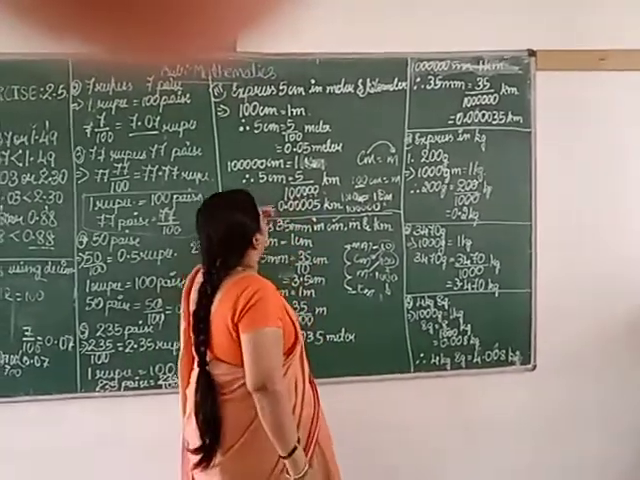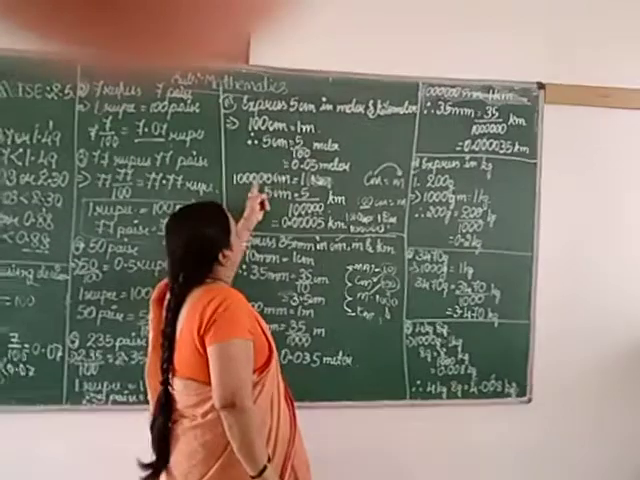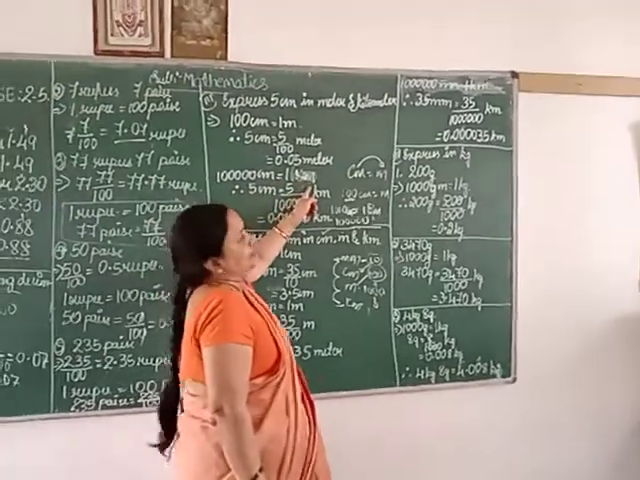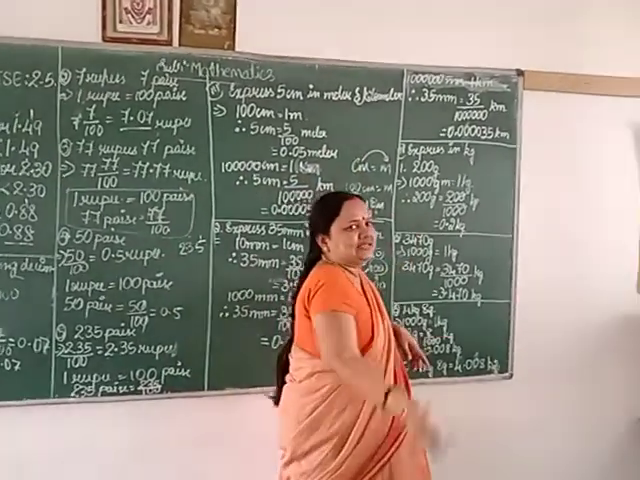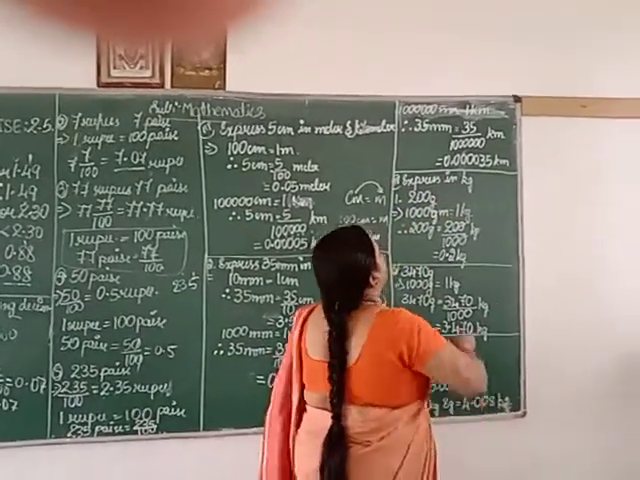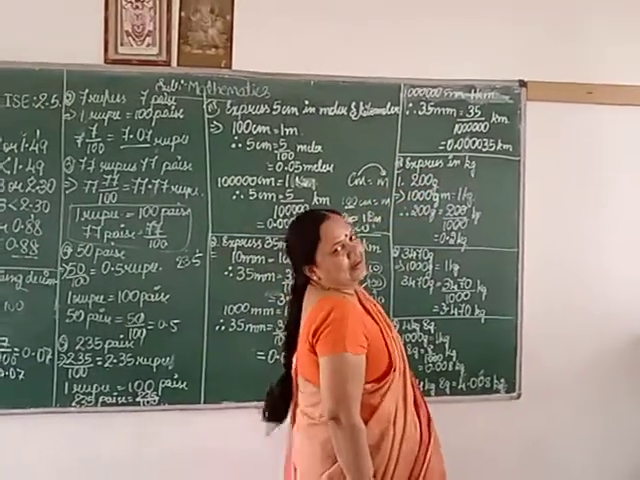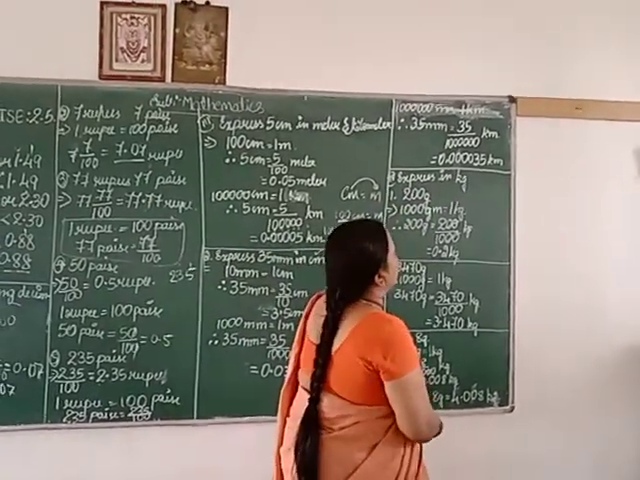Here we got 1 lakh centimeter is equal to 1 kilometer. Now it is not centimeter but millimeter, so one more 0 is added. So 10 lakh millimeter is equal to 1 kilometer. Therefore 35 millimeter is equal to 35 divided by 10 lakh. So many kilometers we get.